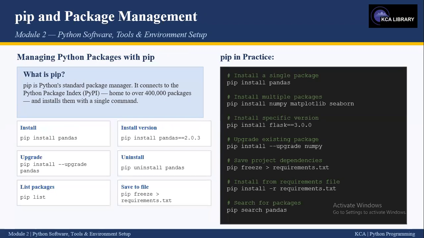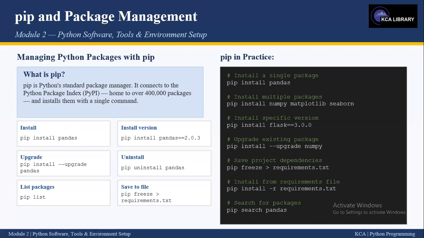Managing Python packages with pip. Python's power comes from its massive ecosystem managed by pip. Pip is the standard package manager that connects you to the Python Package Index, which hosts over 400,000 packages. With a simple command, you can install libraries like pandas, upgrade them, or save your project-specific dependencies to a requirements.txt file, making it easier to share your project setup with other developers.